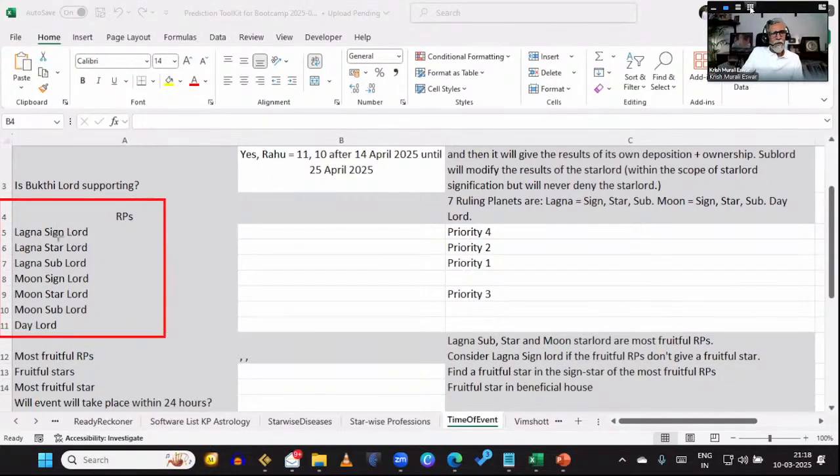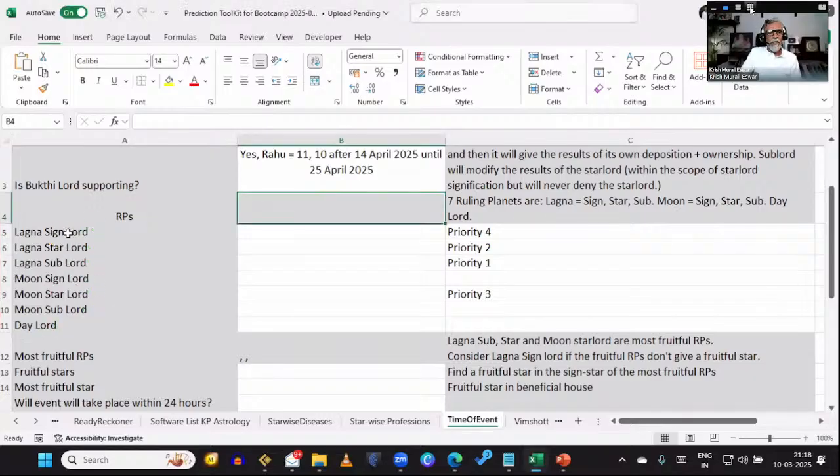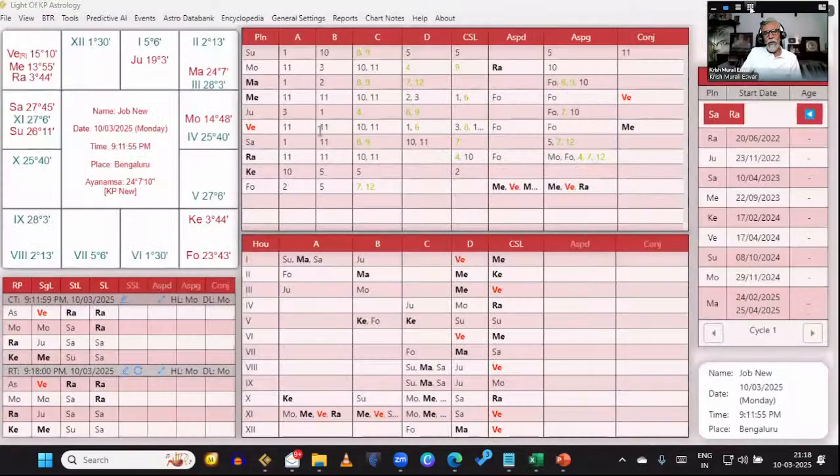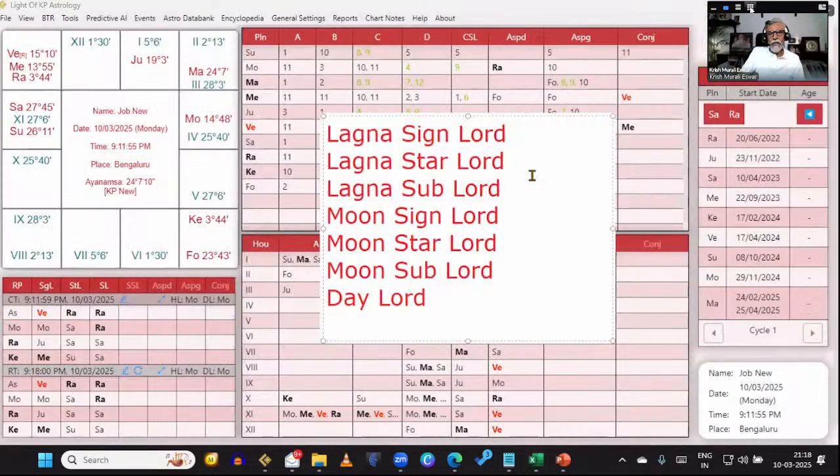There are 7 ruling planets. Keep this in mind, write it down. Lagna sign lord, Lagna star lord, Lagna sub lord, Moon sign lord, Moon star lord, Moon sub lord, and day lord. These are the 7 ruling planets that we are interested in.